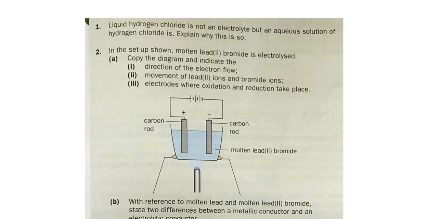Now this is your homework. So I hope if you understood this tutorial, you can definitely solve this question, and let me know in the comment box. Question number 1: liquid hydrogen chloride is not an electrolyte, but aqueous hydrogen chloride is. So remember, you have learned in the ionic compound chapter as well, ionic and covalent bonding. So please try to solve this question based on this tutorial and what other things you know.